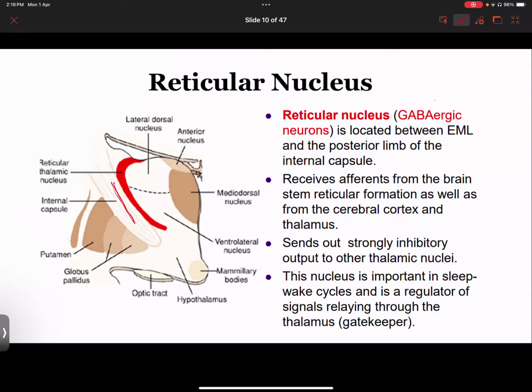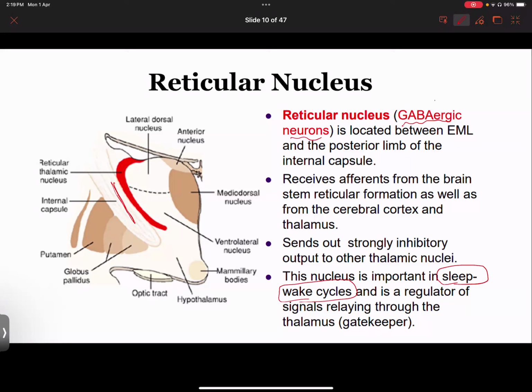Honestly, all of this sounds like nonsense to me, but I think the most important thing to know is that this nucleus is important in sleep and wake cycles. Tamam? It's the regulator of signals in the thalamus, so it's the gatekeeper. That's all you need to know. And you can know that it can release GABA, since he mentioned GABAergic neurons in here. But that's all you need to know.